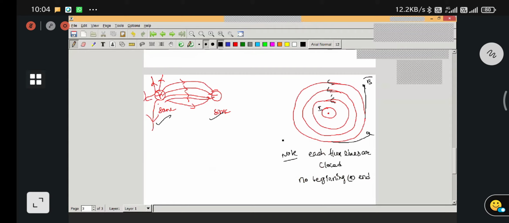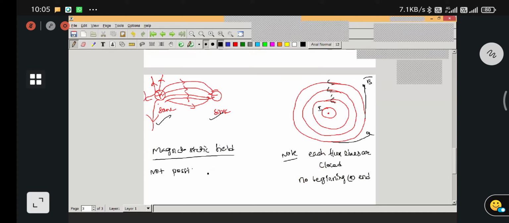I take a conductor carrying the current I, that is a steady current or a DC current. We can find the magnetic flux lines, field lines. We are using the right hand thumb rule. Next one, magnetostatic field: not possible to have isolated magnetic charge.